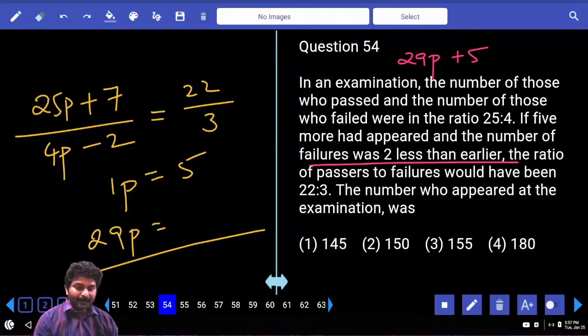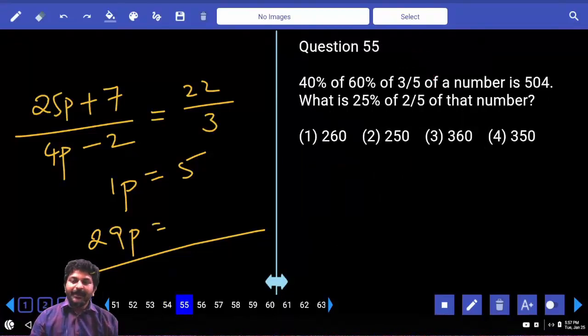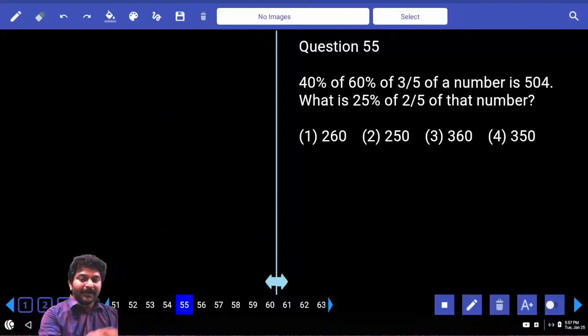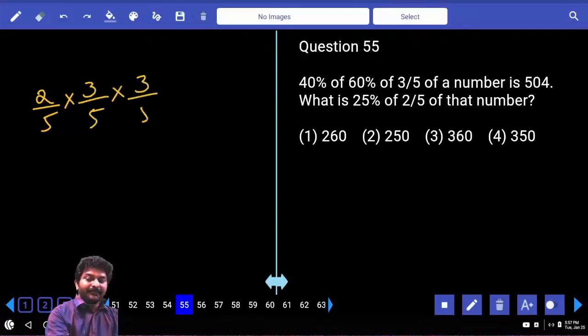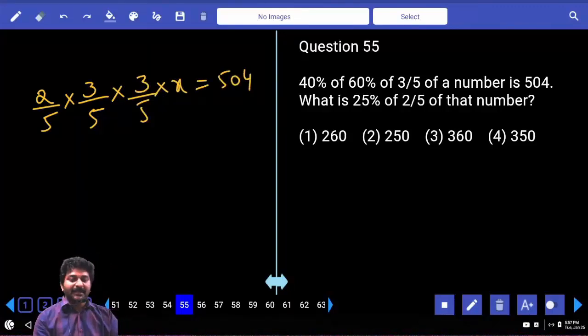Understood? Come on. 40% of 60% of 3/5 of a number is 504. What is 25% of 2/5 of a number? Right. 40% in fractional form, can I write it as 2/5? 60%, 3/5 into 3/5 of a number. I don't know the number, x, which is equal to 504. What is your question? 25% of 2/5 of a number.